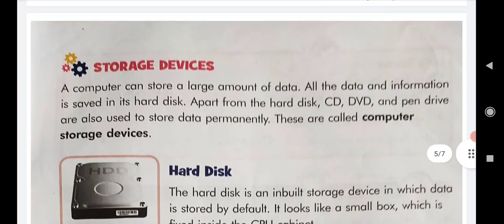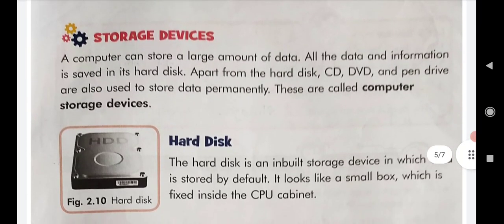After that, come to the storage capacity. A computer can store a very large amount of data. So all the data and information is saved in its hard disk. Whatever data and information is stored, everything is saved in the hard disk.